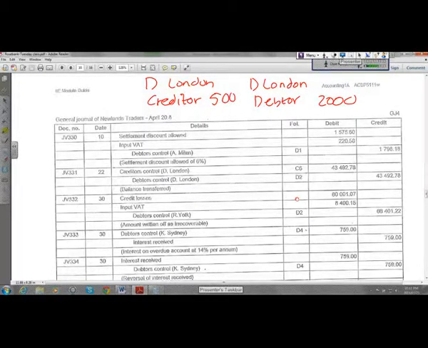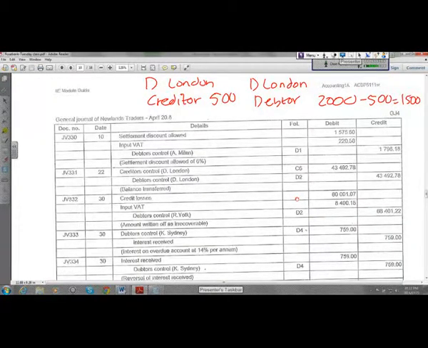So now you want to prepare an account in the debtors ledger of D London. So you're going to say, all right, Mr. London, you are owing me 2,000. But because I owe you 500, I am going to reduce your balance by 500 so that I can actually just say you are owing me 1,500.